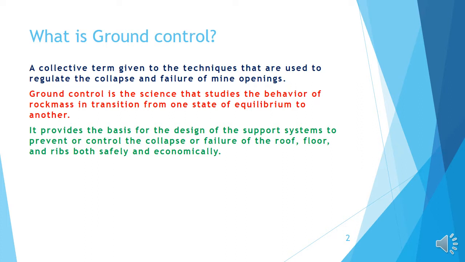Now first of all, we will look at what ground control is. It is a collective term given to the techniques that are used to regulate the collapse and failure of mine openings. It is also the science that studies the behavior of the transition from one state of equilibrium to another. It provides the basis for the design of support systems and prevents the chances of failure of the roof, floor, and ribs, both safely and economically.